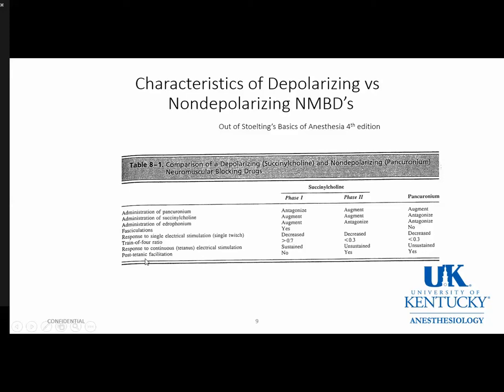they are both unsustained. Post-tetanic facilitation: if we give a tetanus contraction or stimulation, wait a few seconds, and then give a train of 4, you will see an exaggerated response on that subsequent train of 4 stimulation following a tetany stimulation. And that will be seen both in phase 2 and non-depolarizing blocks, but not with a phase 1 succinylcholine block. So spend a few minutes looking at this chart to help you understand some of the characteristic things that are pertinent to these types of neuromuscular blockades.